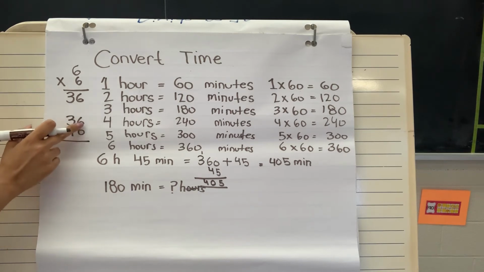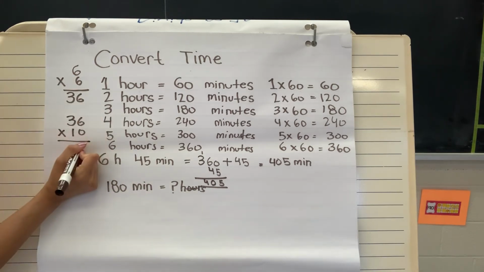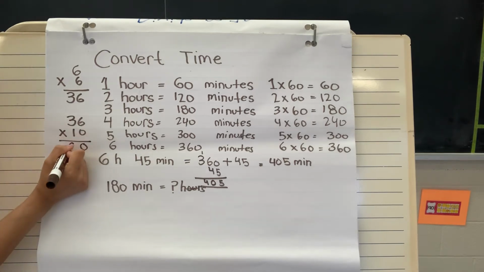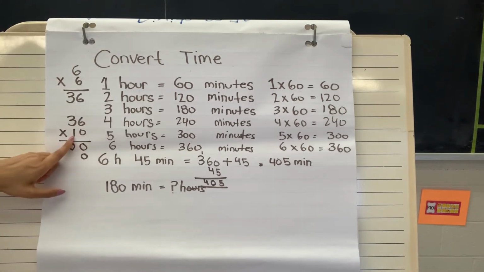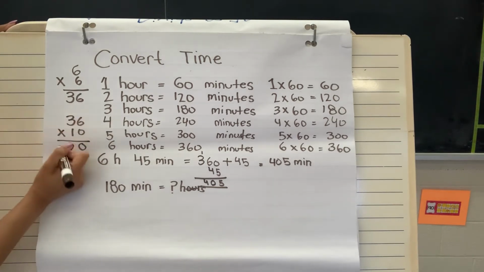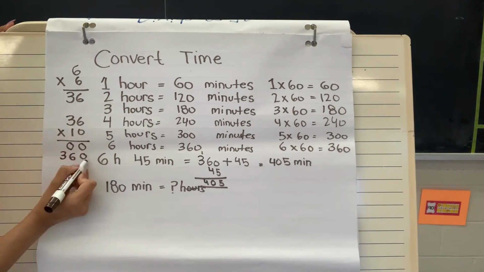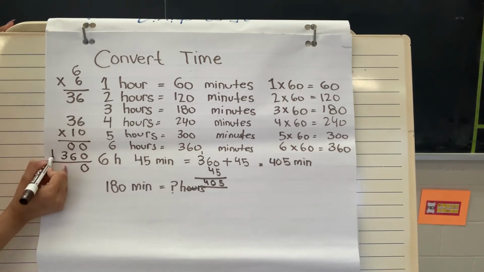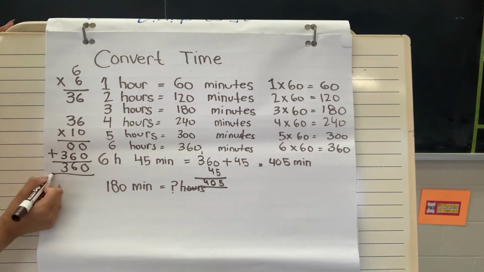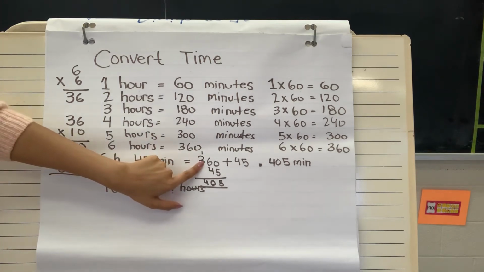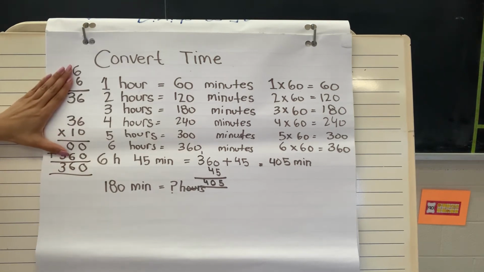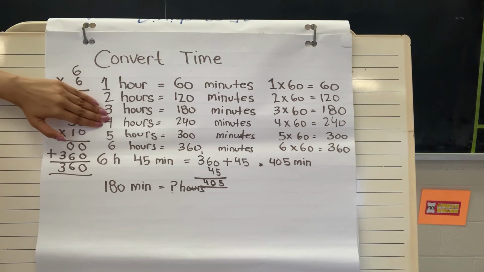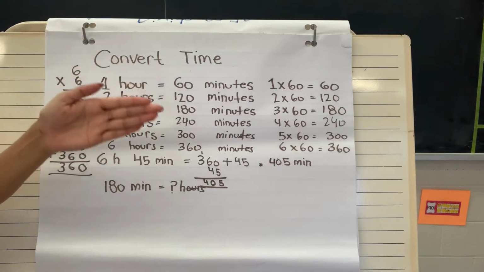So 0 times 6, anything times 0 is 0. 0 times 3 gives me 0. And then I'm going to put a 0 because that's telling me that I'm going to move to my second number. 1 times 6 gives me 6. 1 times 3 gives me 3. 0, I add my numbers, 6 and 3. Look, 360. Or, grade 3s, instead of doing these 2 steps, you can multiply your hours directly by 60.